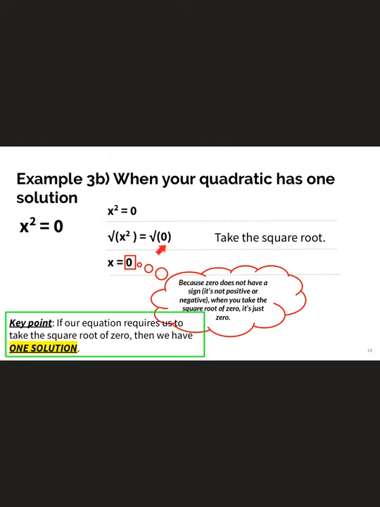And when I take the square root of 0, right, 0 is a non-positive, non-negative number. So 0 has no sign. Because 0 doesn't have a sign, so it's not positive or negative, when you take the square root of 0, it's just 0, right? So there aren't going to be two different signed answers. So the key point is that whenever your equation requires you to take the square root of 0, then you just have one solution, and your solution is just going to be 0, right? So if you write x equals plus or minus 0, that's implying that 0 has a sign, which it doesn't, so this would actually be labeled partially incorrect.